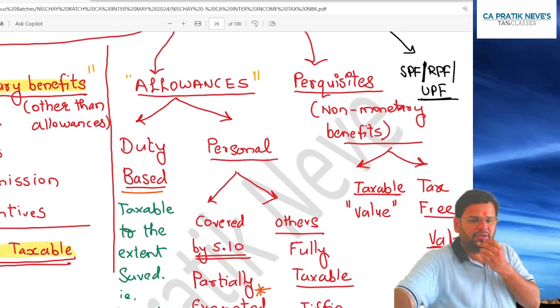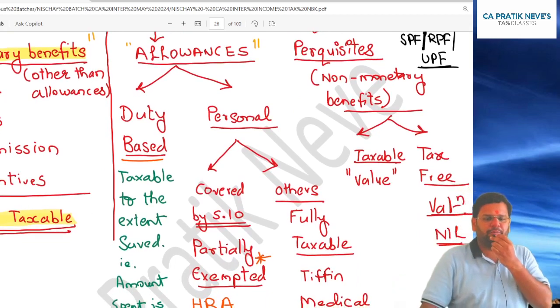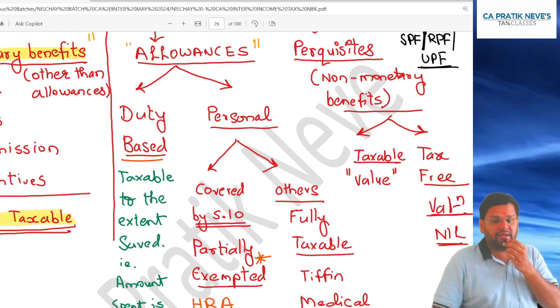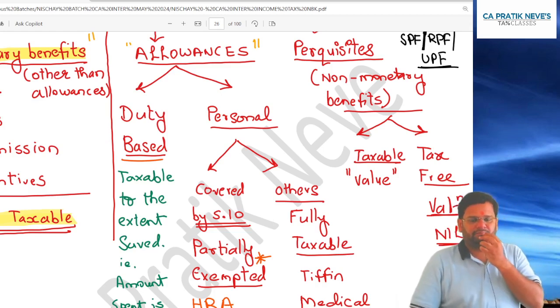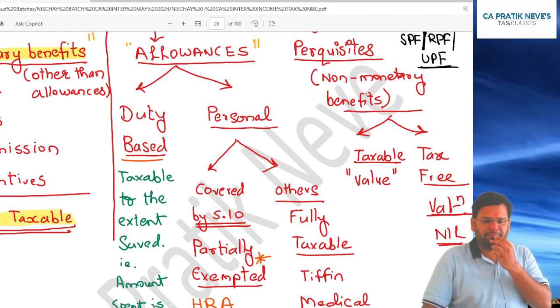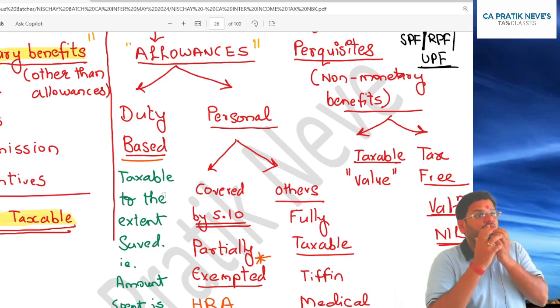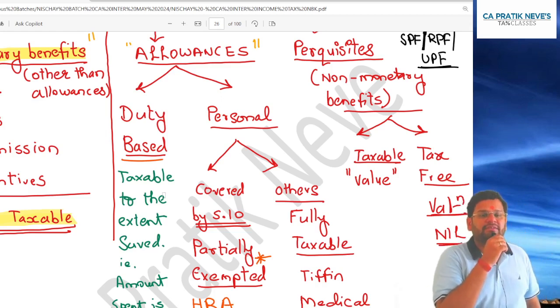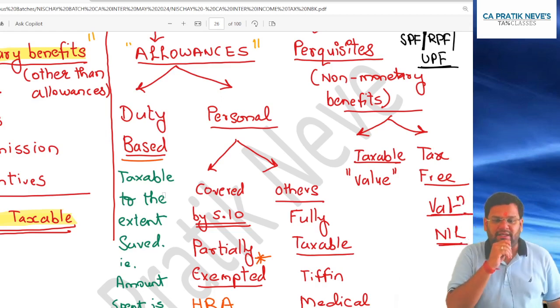Allowances will be covered in 2 parts. What 2 parts? Duty based and personal. Please write duty based and personal. Duty based means those which are given for performing the duty in employment. Like you have seen, some companies have uniform. So to maintain that uniform, allowance can be given. That is duty based.